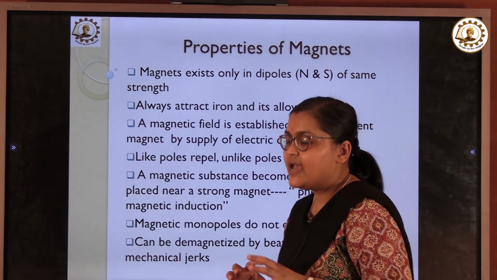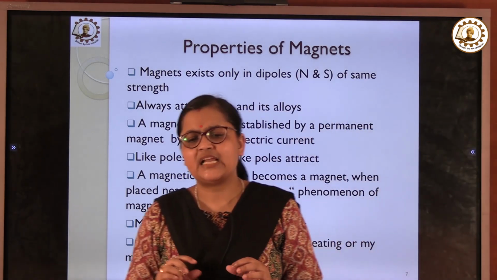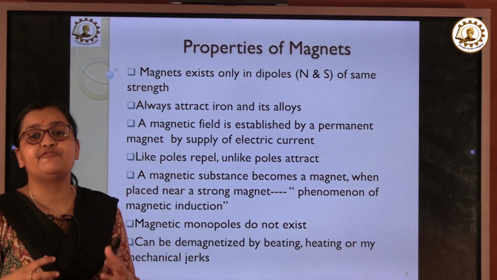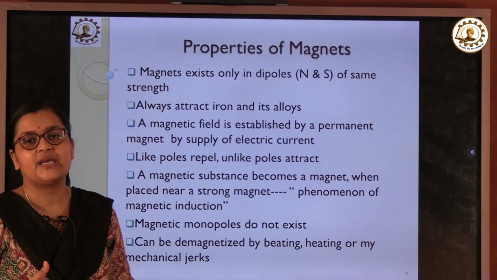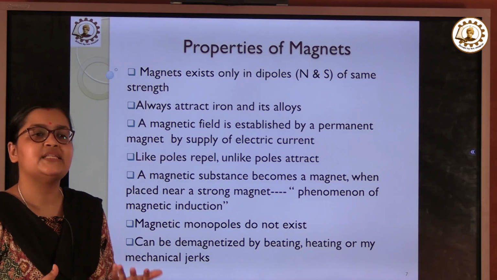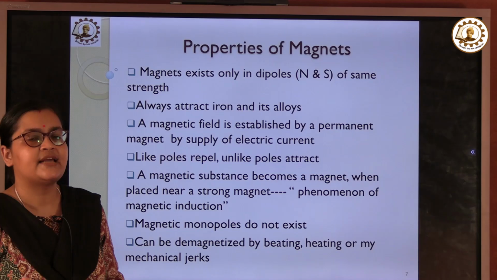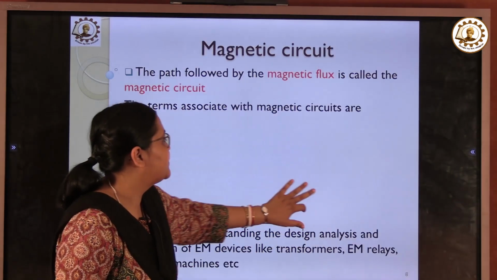What happens is that inside the magnet, smaller magnets are present. Once they are oriented, the magnetic field strength is high. But once they become disoriented, a magnet can be demagnetized. Even a permanent magnet over the years can also get demagnetized.